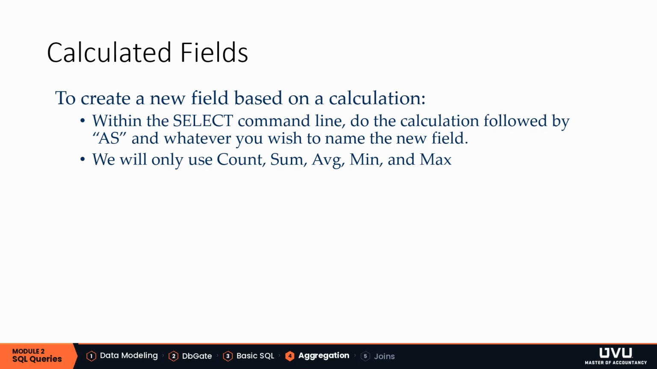As we now proceed to aggregate data with SQL queries, I first want to introduce you to the idea of a calculated field. Essentially, these consist of brand new fields that are based on some arithmetic operation that we want to be performed on some existing column. To do this within our select statement, we perform the calculation, and then to name the field, we type as and specify whatever name we want to give the new field.